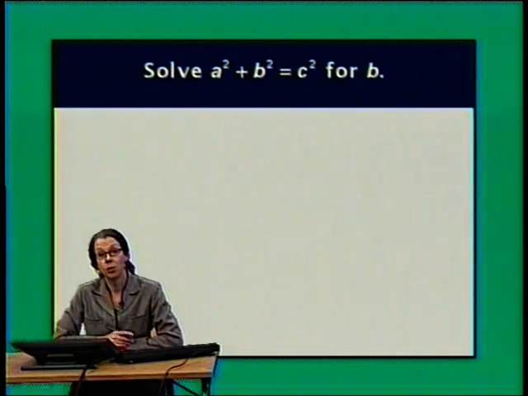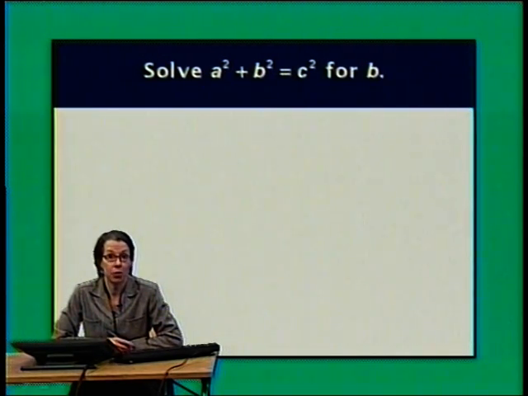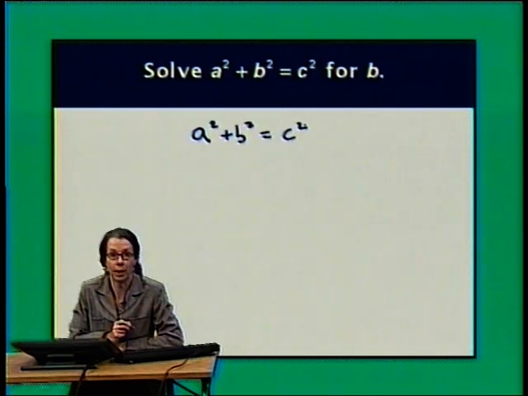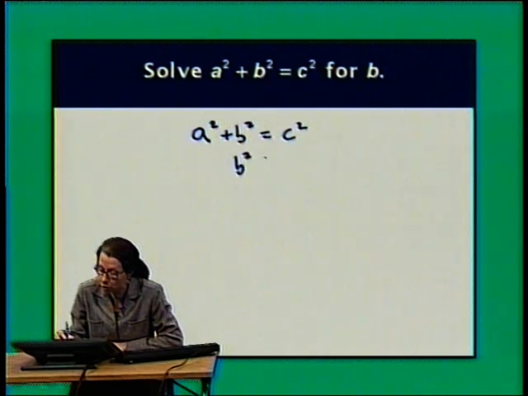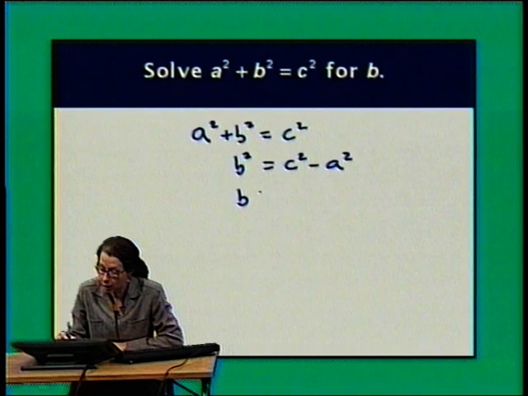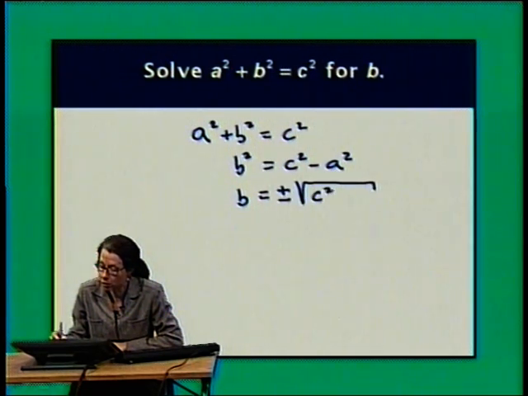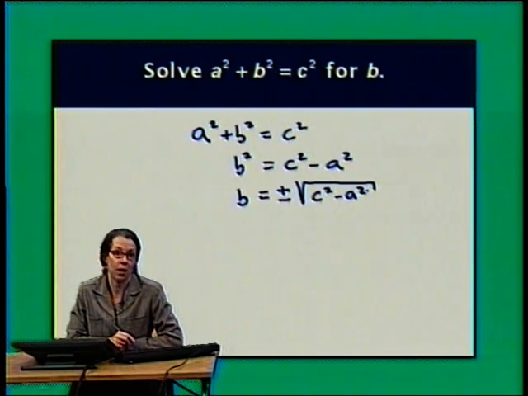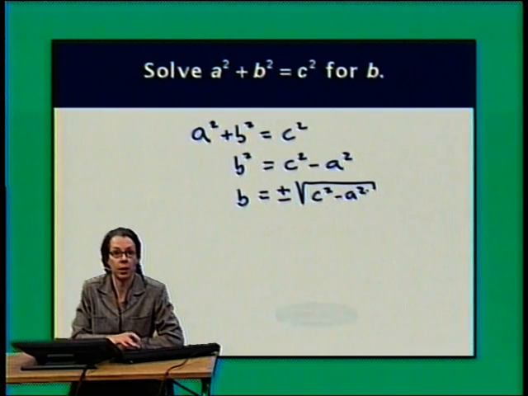So what I need to do here is isolate b squared. I'm going to start with the Pythagorean theorem, or at least that's what I'm supposing this formula is. I'm going to subtract a squared from both sides, and now I can use the square root property and write that b equals plus or minus the square root of c squared minus a squared. Now I've done what was asked. I have solved this formula for b.